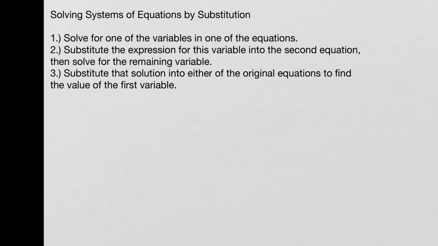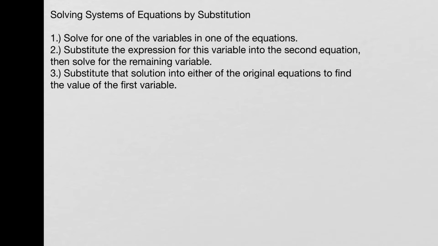Second, once you do that, you want to substitute the expression for this variable into the second equation, then solve for the remaining variable. Right? When you substitute it in, you're going to have just one equation in terms of one variable. You can solve for that remaining variable. And then when you have the solution to that one variable, you can substitute that solution into either of the original equations to find the value of the first variable. Okay, so it sounds like a lot. Let's do a few examples, and it'll make a lot more sense when we do some examples.